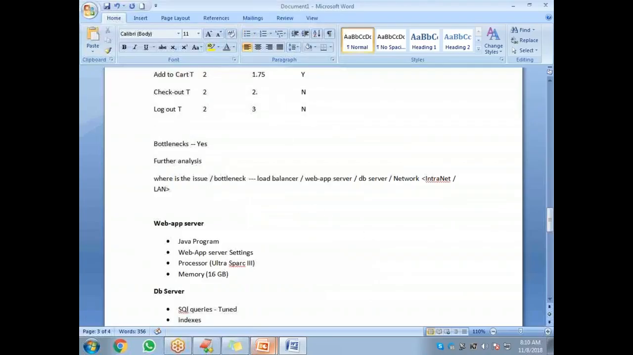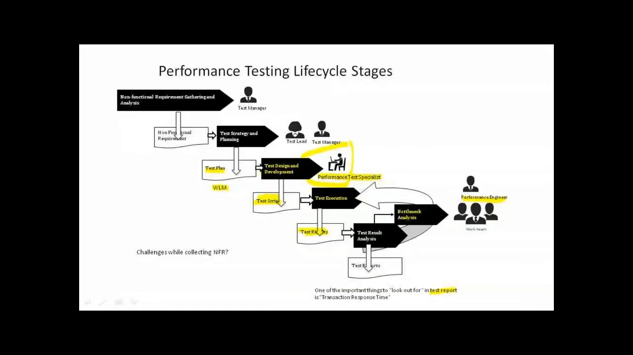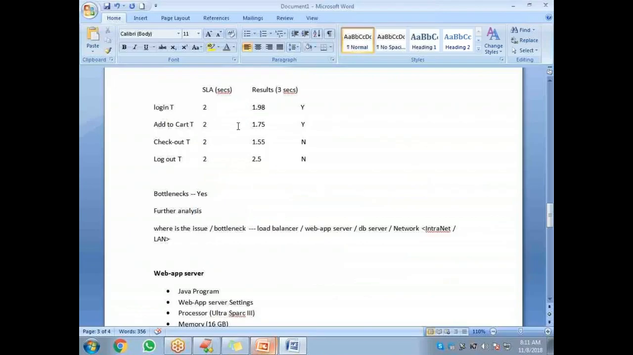The next time around, let's say this is fixed, 1.55 you got, but this one is 2.5. Okay, now what would you do again? Oh, it's just one transaction. I'll let it go, I'll close it. Or again, you send it to them. What do you think you should do? Okay, so the first round is done.